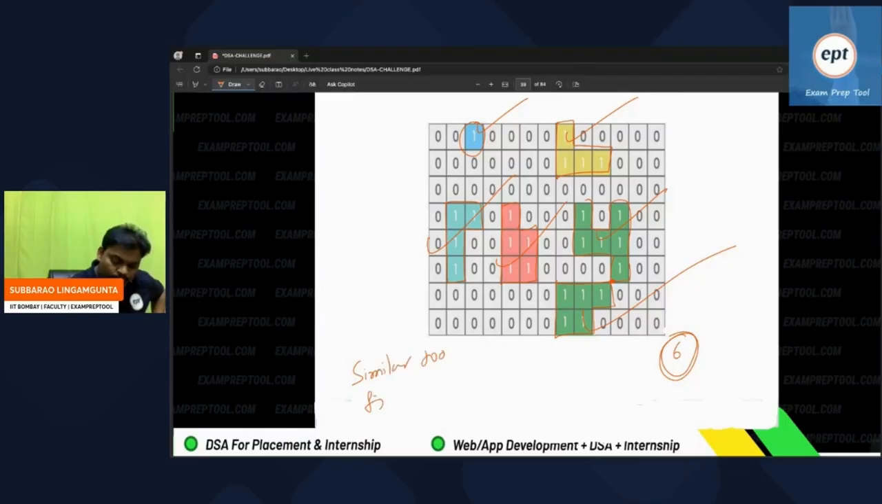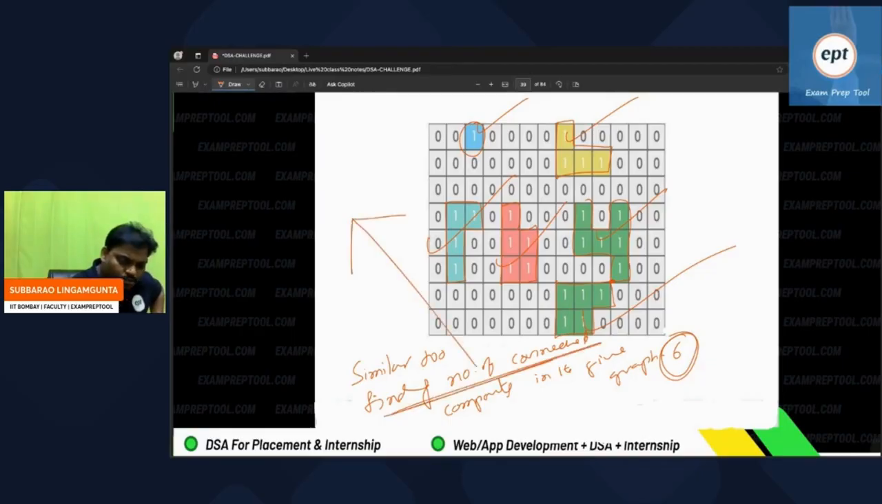Finding the number of connected components in the given graph. And one more problem to find the number of connected components. For this purpose, you can use BFT, breadth first traversal, or DFT also. You can use any one, whatever you feel.